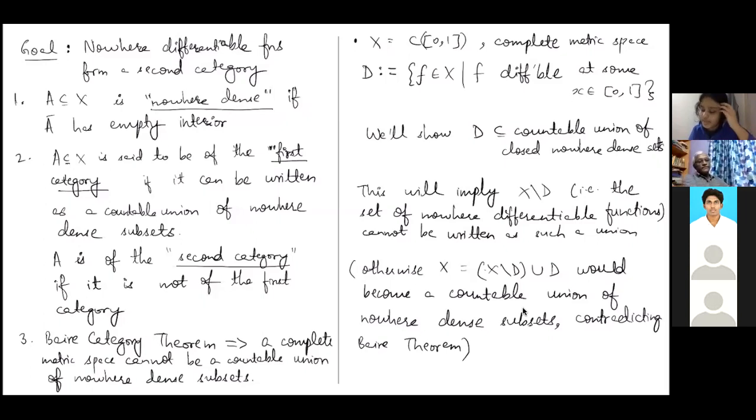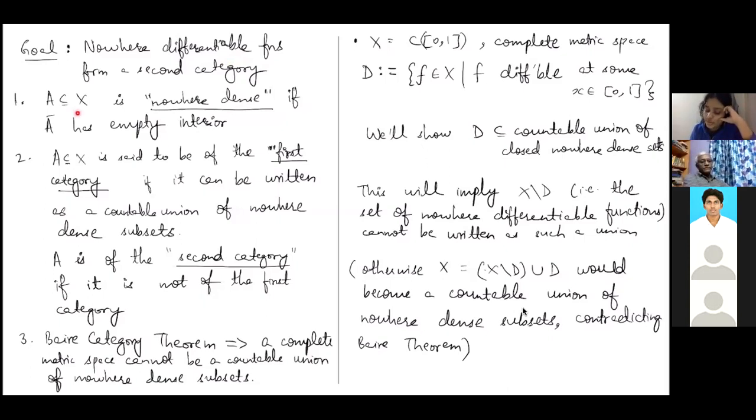So the goal of my presentation is to show that the set of continuous but nowhere differentiable functions on the interval 0 to 1 forms a second category set. Before getting into that, let's just recall some definitions.